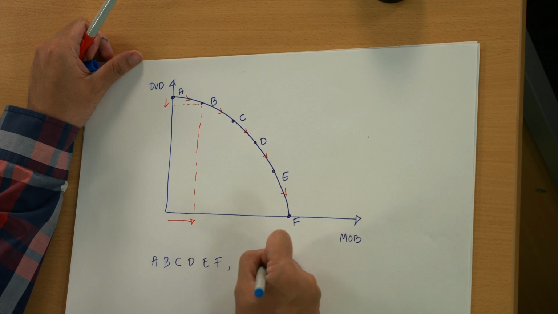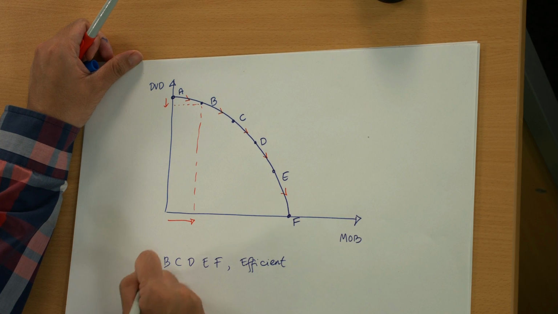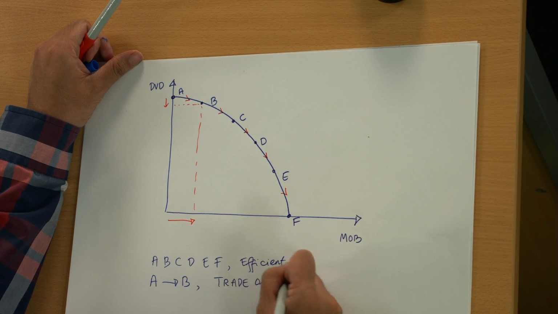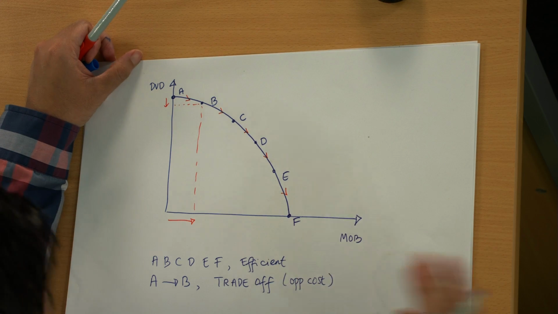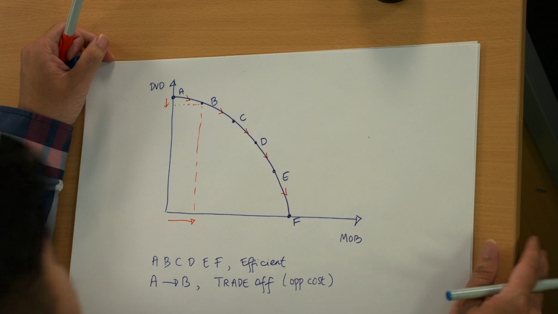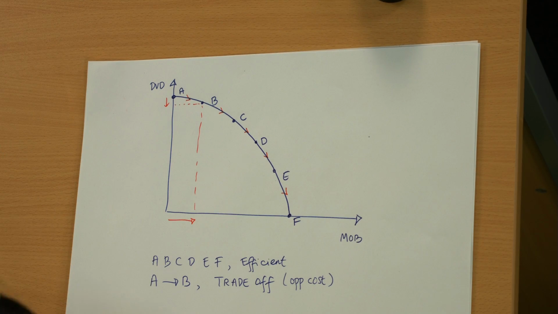Efficient. Moving from A to B, we illustrate the idea of trade-off. Okay? There's opportunity cost that you have to incur. In order to gain something, you have to give up other things. Okay?